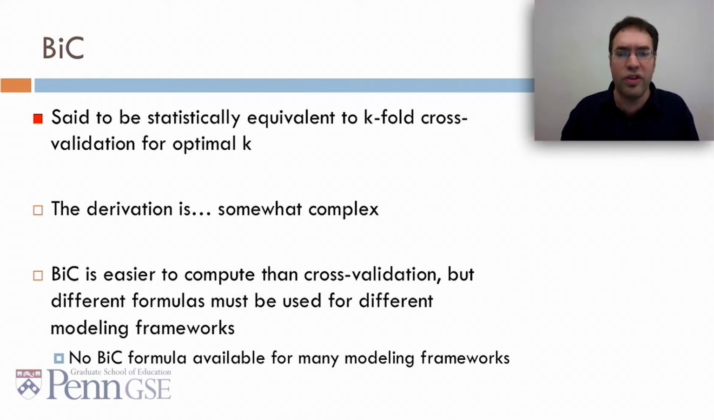BIC is said to be statistically equivalent to k-fold cross-validation for optimal k. How you ever get optimal k in the real world I'm not sure of, but the derivation is somewhat complex. BIC is easier to compute than cross-validation for some model frameworks, but different formulas have to be used for different modeling frameworks, and there's no BIC formula available for many modeling frameworks. So if you want to do BIC on some of those things, like an artificial neural network, sorry, you're going to have to do cross-validation.